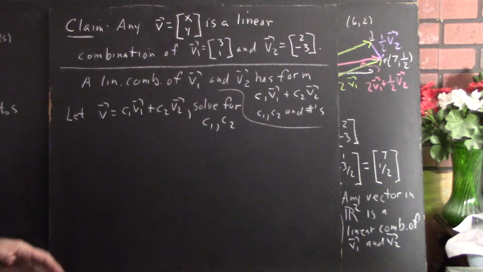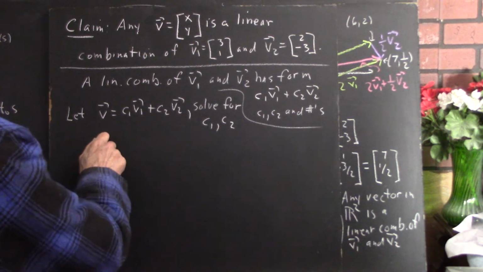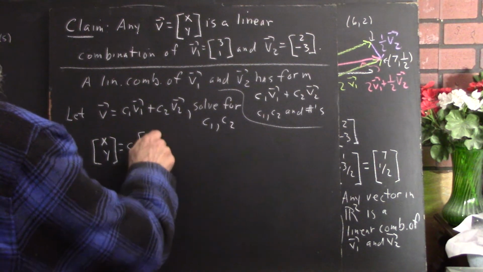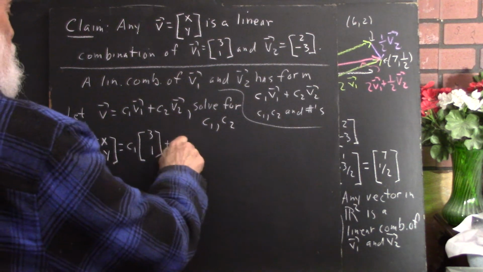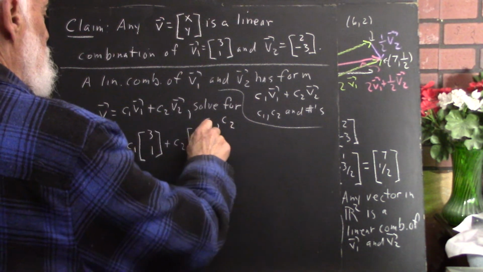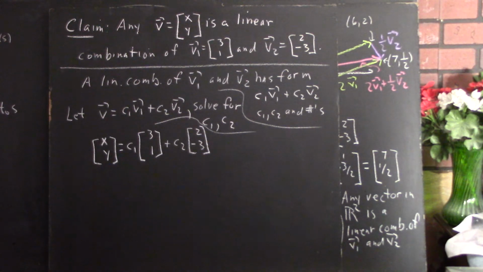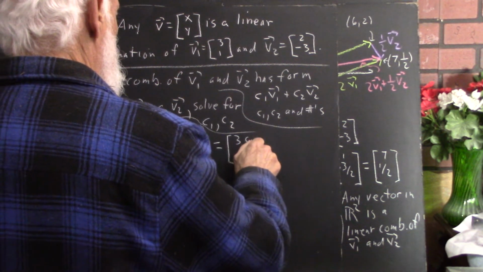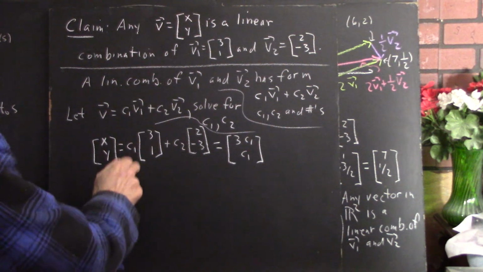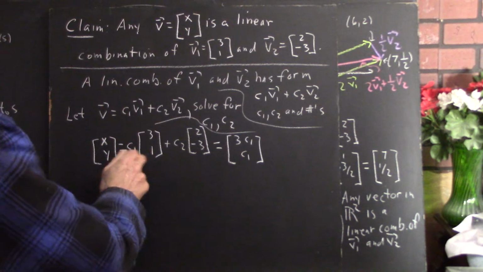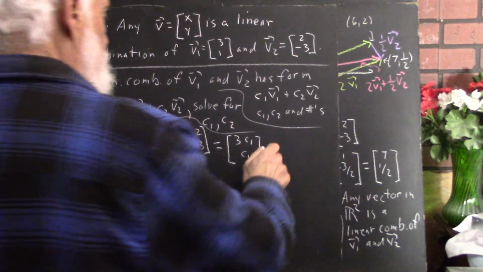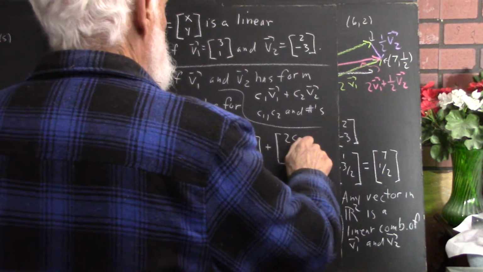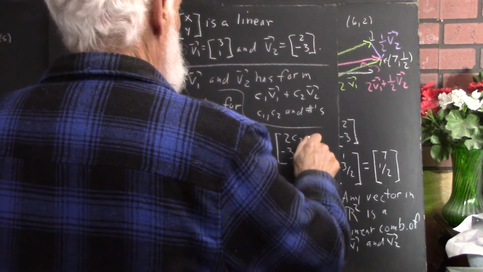Well, we can write that equation now in terms of the column vectors. So this equation is the same as (x, y) equals C1 times V1, which is (3, 1), plus C2 times V2, that's (2, -3). And of course this equals, well, C1 times (3, 1) is 3C1 and C1, and C2 times (2, -3) is similarly just 2C2 and -3C2.